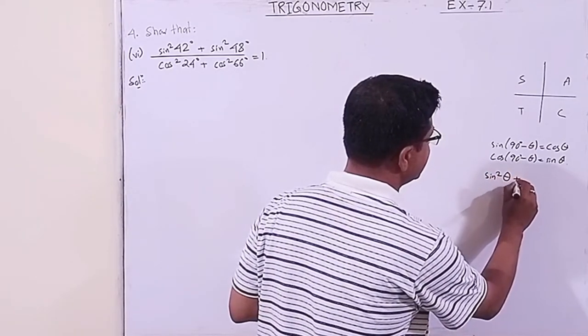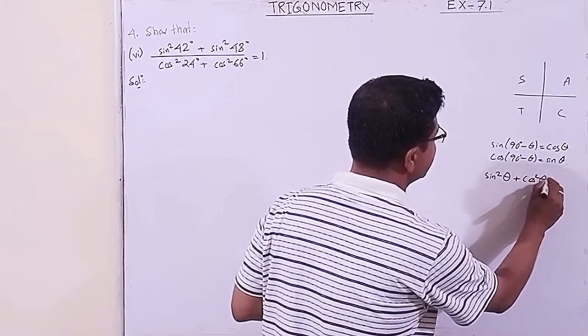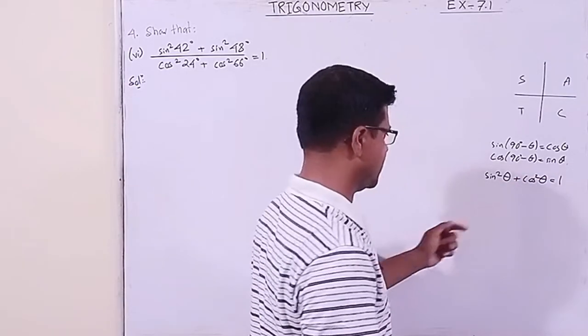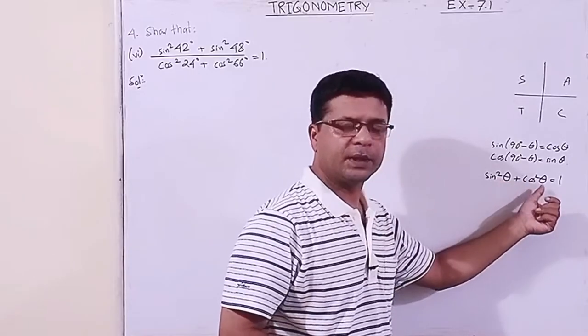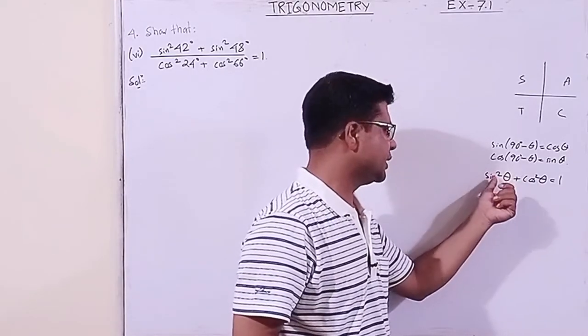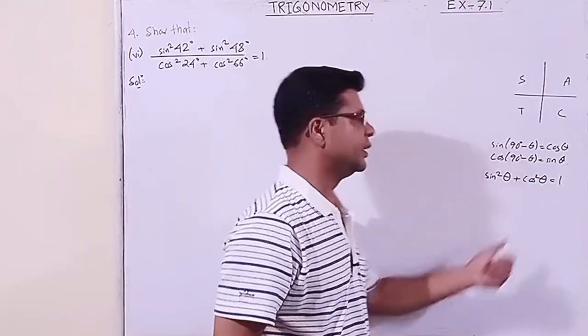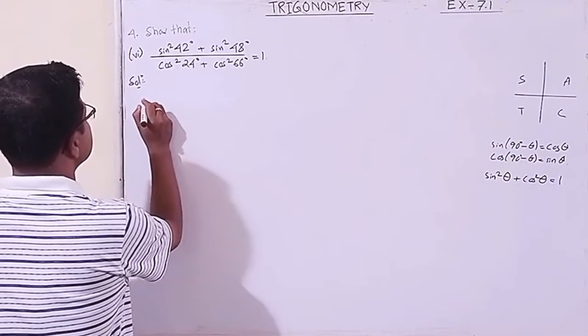Let us write here, sine square theta plus cos square theta. Identity means the relation is always correct. Whatever be the angle, sine square theta plus cos square theta is equal to 1. This relation. Let us write the left hand side now.